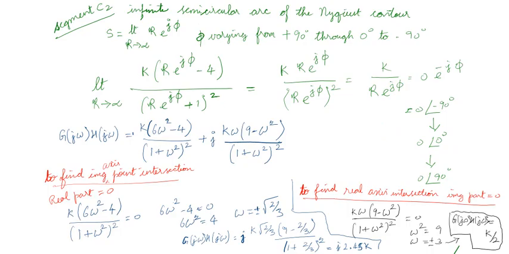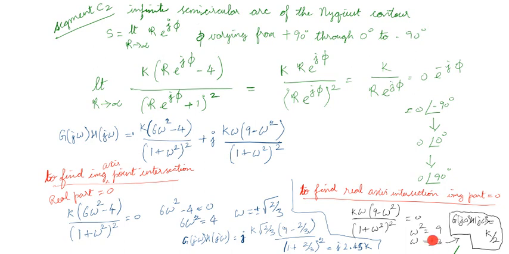Now let us find the point where it cuts the real axis. To find the point on the real axis, what should I do? Real axis means the imaginary part is 0. So equate this term to 0. That's what I did here. Equating this term to 0, I get omega as plus or minus 3.